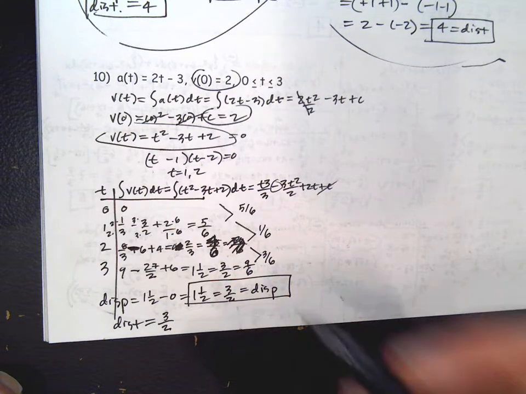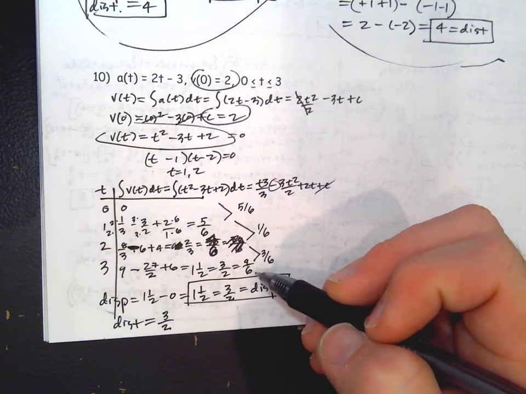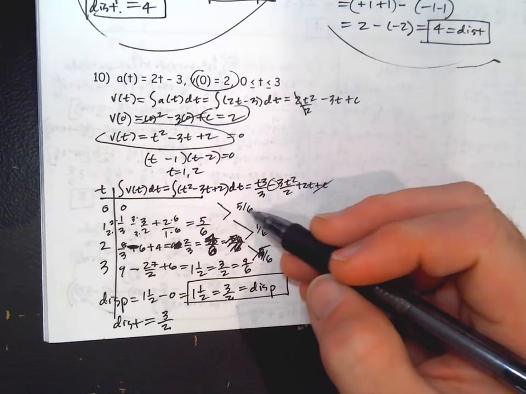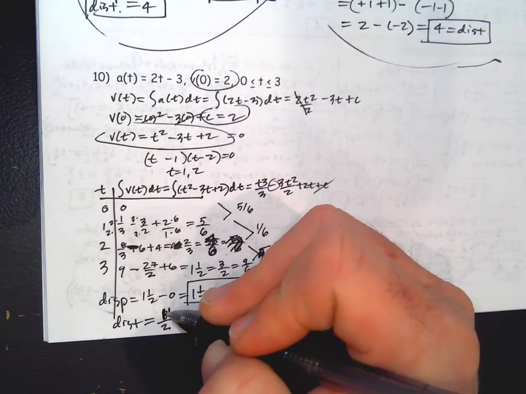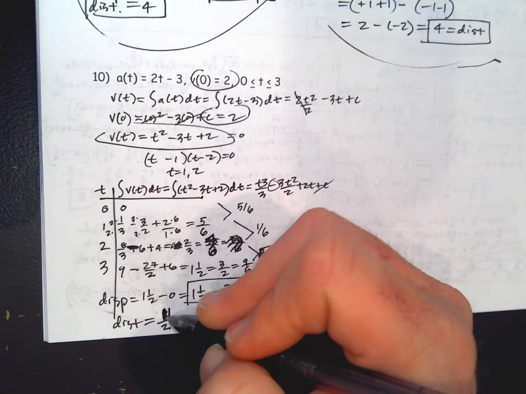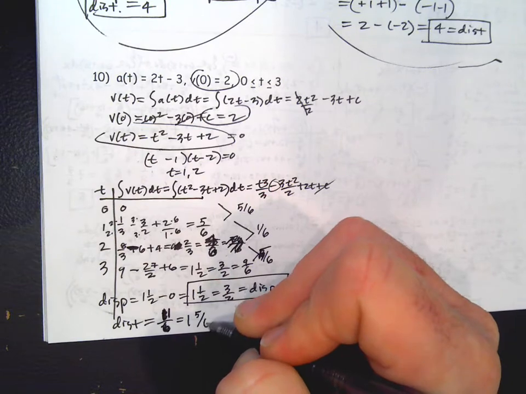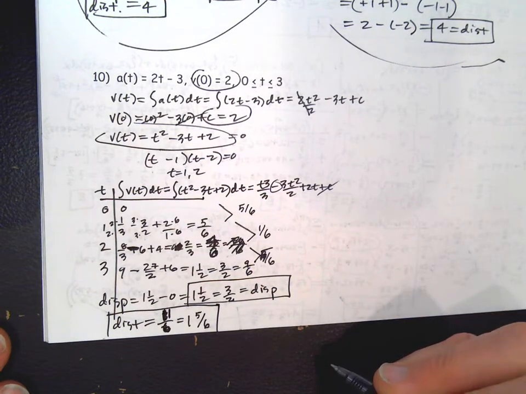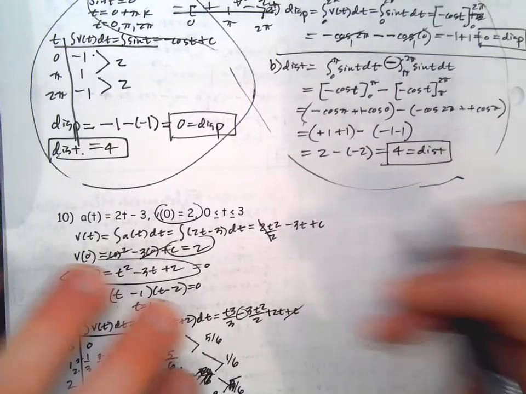Four over six, 3/2, 9/6. Oh, this would be 5/6. So that's going to be 11/6 or 1 5/6. So, I mean, that's the way I would go. Otherwise, you could do it the other way, but it's just a lot of extra work.